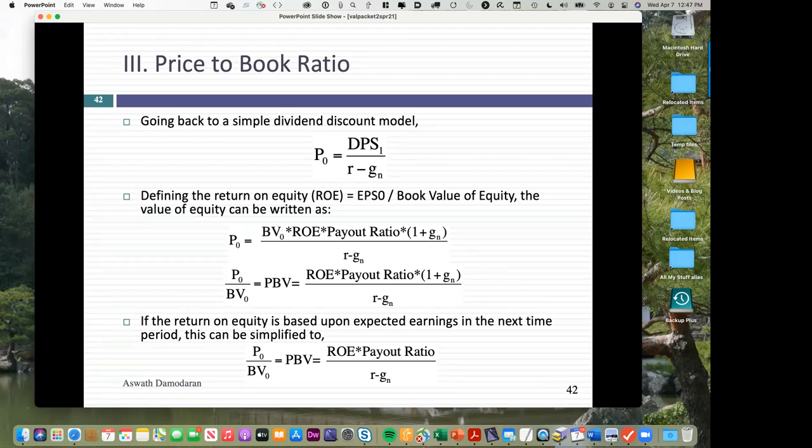Let's talk about price to book. Value investors have always been very fond of price to book ratios. In fact, there's a very commonly used conventional wisdom that a stock that trades at less than book value must be cheap. It's very widely held.